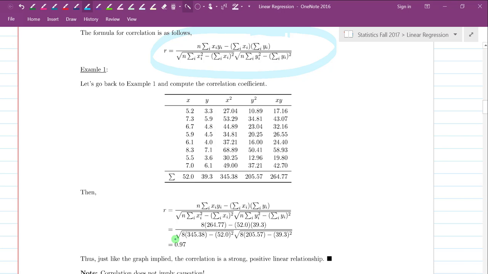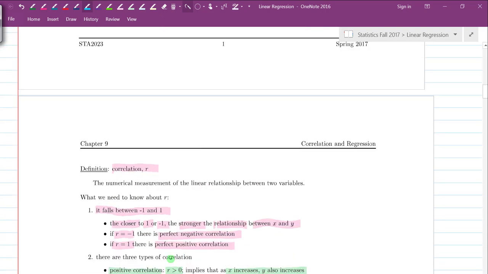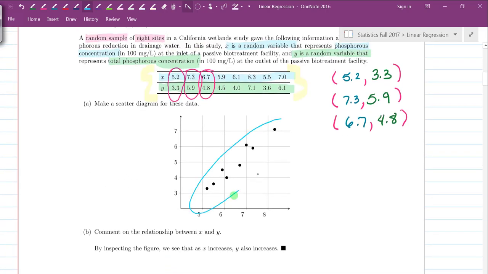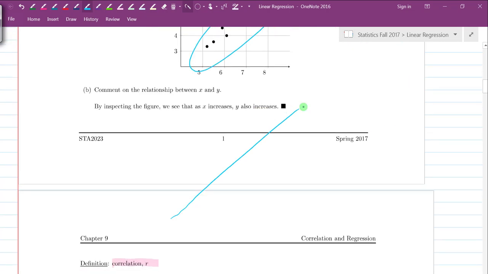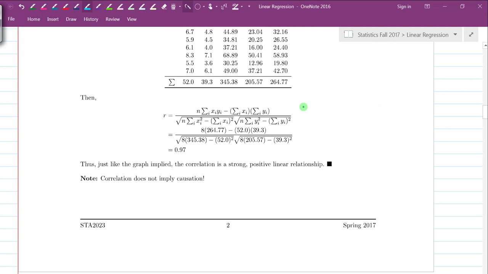Okay, so it says, just like the graph implied when we looked at the scatter graph up here of the raw data. Here's our scatter graph of our raw data. You can see it's a line going straight up like that. As it says, just like the graph implied, the correlation is strong, is positive, linear relationship, straight line. The correlation does not imply causation. Doesn't mean that something caused the other. We're saying that they are related. Okay, that we can use one to predict the other.